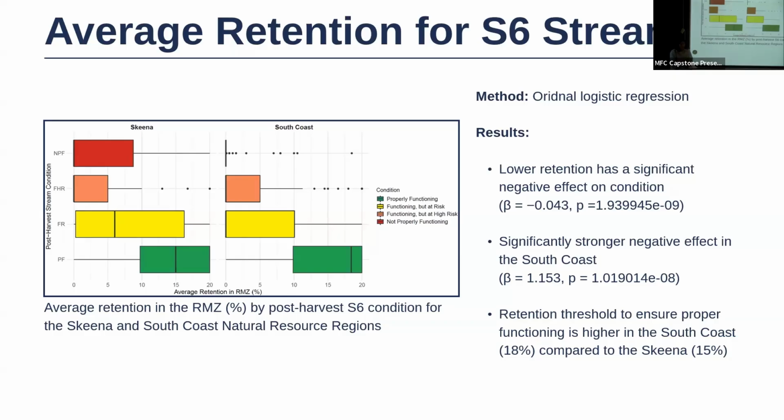What I think could be improved on is because all of this data is collected 1 to 3 years post harvest. I think that's great in terms of seeing the immediate impacts of logging. But I think what would really be more beneficial is also going back to these sites again, maybe 5 or 10 years down the line and seeing, are these streams actually able to bounce back or are they continuing to decline? And I think that would make the data a lot more interesting and maybe more effective as well.